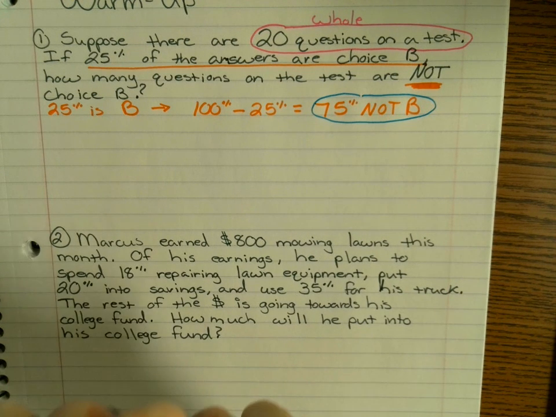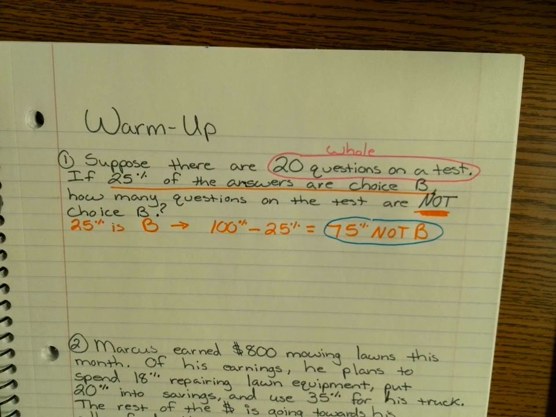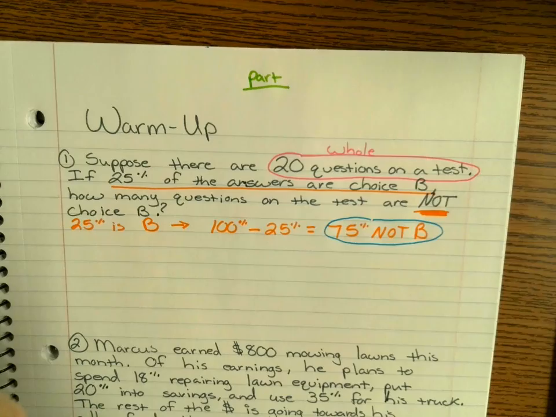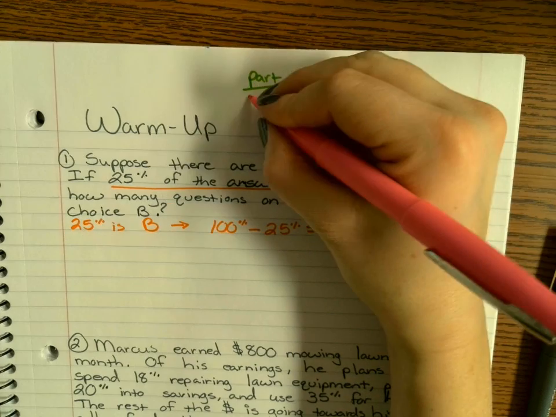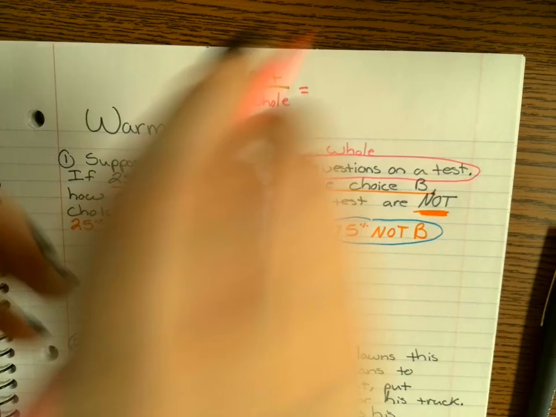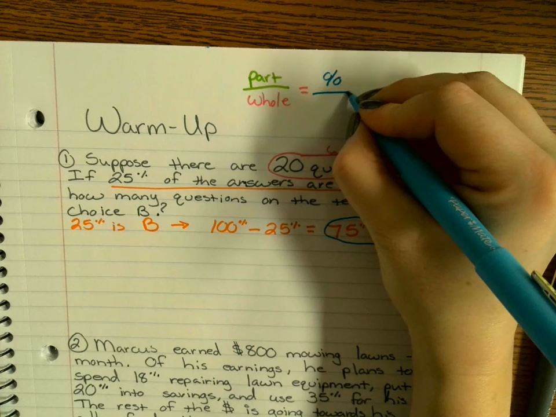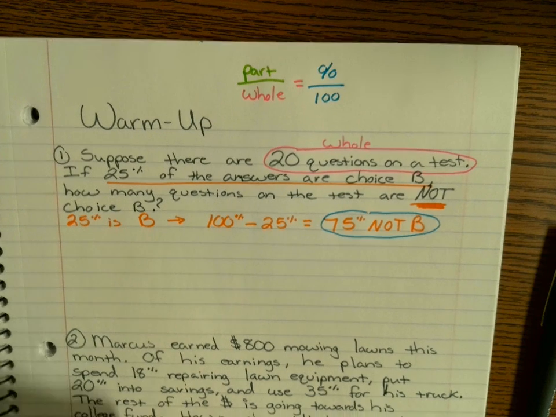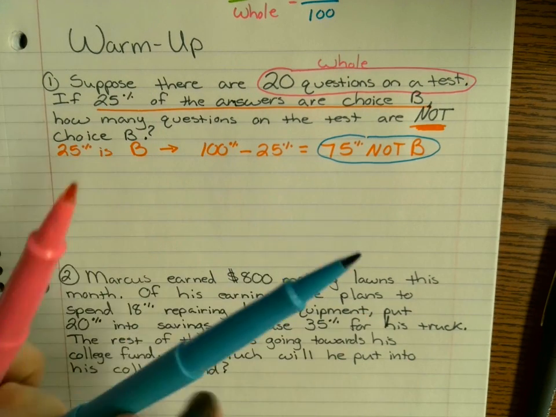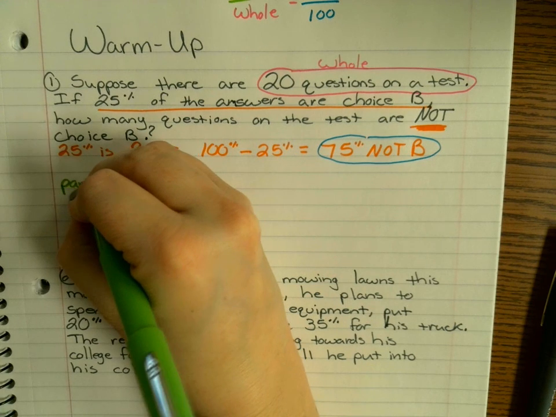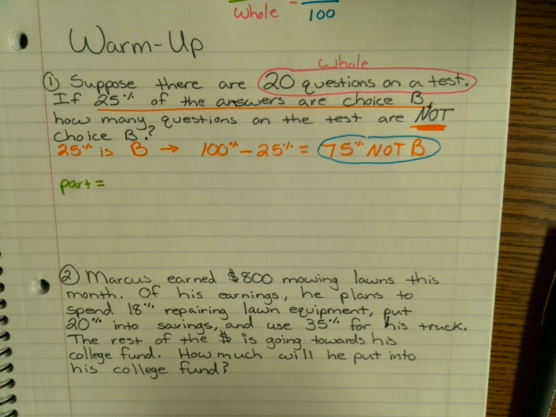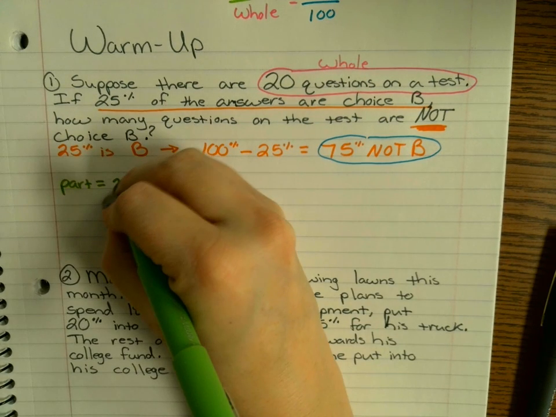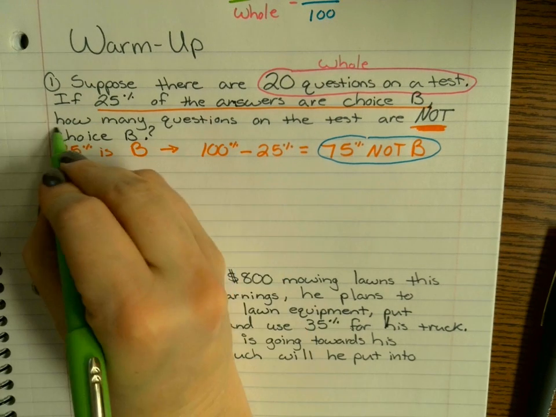Now remember, when we're working problems like this out, we're going to work it out as the part over the whole, and that's going to be equal to the percentage over 100. Part over whole equals a percentage over 100. So when we're setting this up, we do not know the part. That's what's missing. How many questions on the test are not choice B? That's only a part of the test. That's going to be our X. Okay? How many questions on the test are not choice B? That's the part.